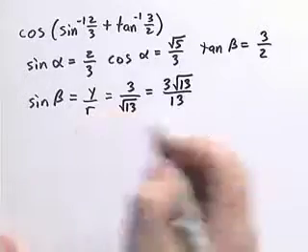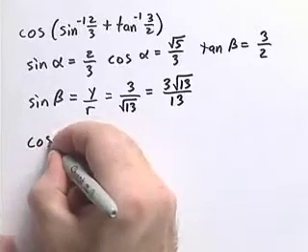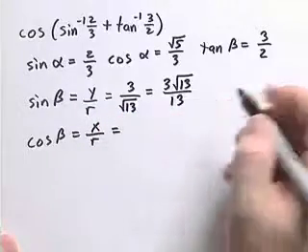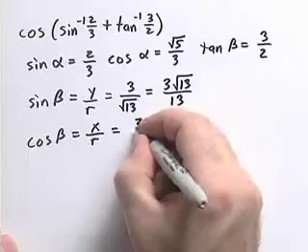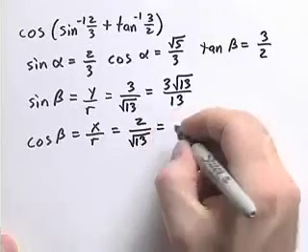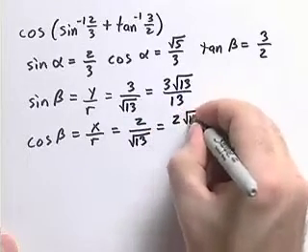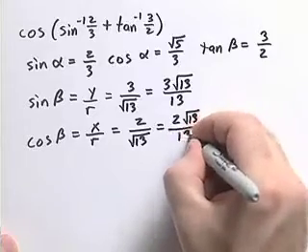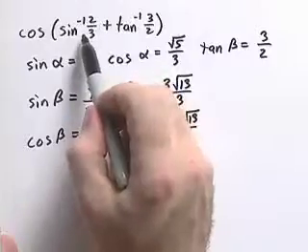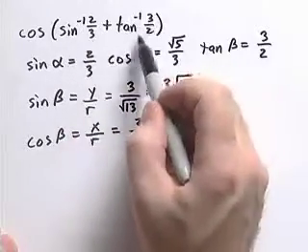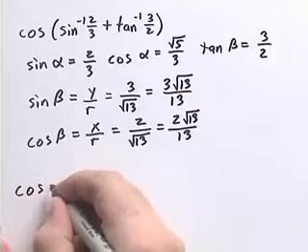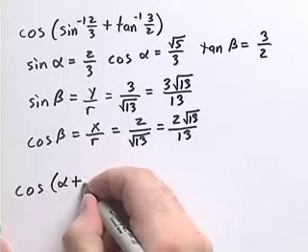We'll also need the cosine of beta. Cosine of beta is equal to x over r. X is 2. And we had r was the square root of 13. So cosine of beta is equal to 2 times the square root of 13 divided by 13. Now remember that we defined the sine inverse of 2/3 to be alpha, tangent inverse of 3/2 was beta. So what we're really looking for is the cosine of alpha plus beta.